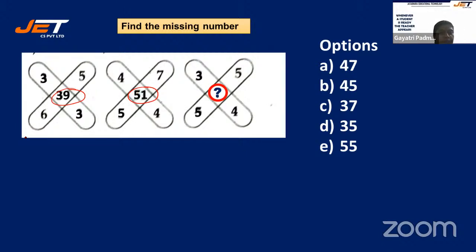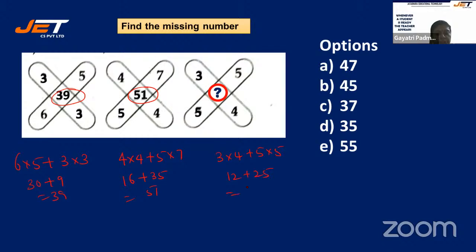I think 6 into 5. Let's try this. 6 into 5 plus 3 into 3. So 6 5s are 30 plus 9 will give you 39. Let's try this. 4 into 4 plus 5 into 7. So 16 plus 35, 51, correct. Similarly, 3 into 4 plus 5 into 5. 12 plus 25, which should be 37. So let's see whether your option C is correct. Yes, perfect. Fine. So see what strategy has been adopted.